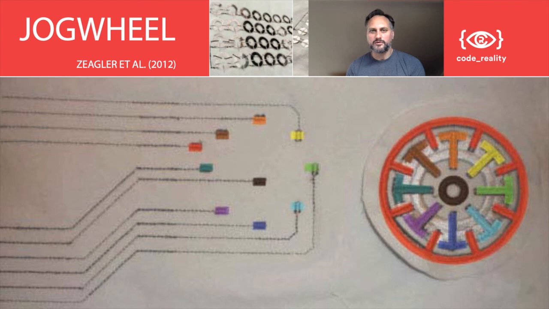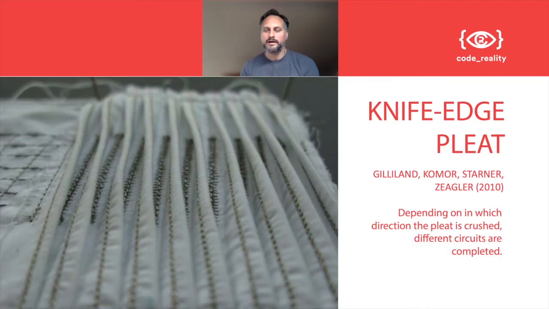Different embroidery patterns for a potentiometer, or a sequin array, or here a knife-edged pleat, as they call it, which reacts differently depending on the direction you brush the pleat. When you brush your hand over the fabric, you connect the circuit in one or the other direction.